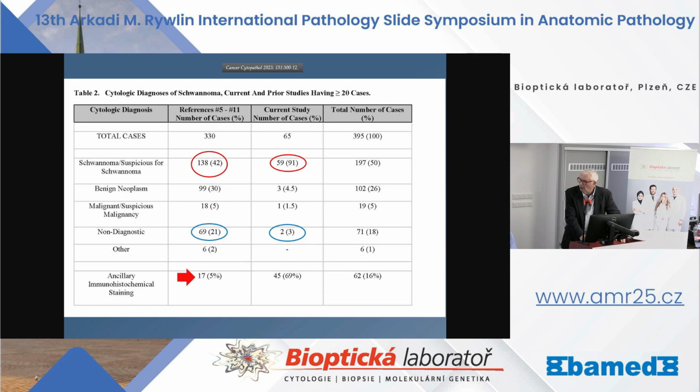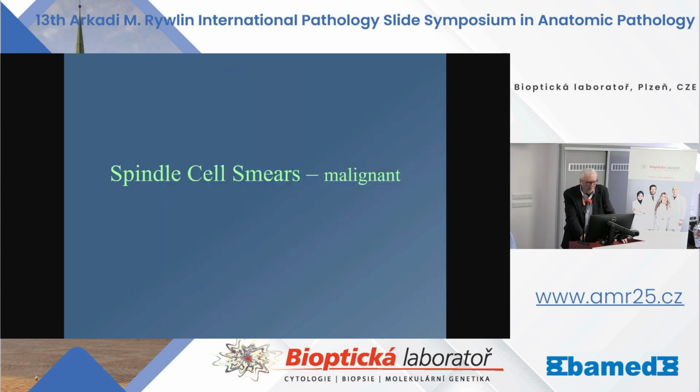Why is that? Are we smarter than other people? No, we're not smarter than other people. The reason is in the red arrow. You look at the ancillary immunohistochemical staining. They only did it in 5% of the cases. We collected material for cell block, and almost 70% of our cases had ancillary immunohistochemical staining. And for that reason, acting as both a cytopathologist and a surgical or histopathologist, we were able to make these diagnoses. Okay, that was one example of spindle cell smears in which the lesion was benign.